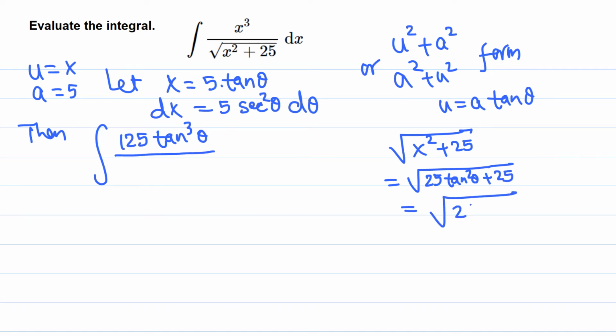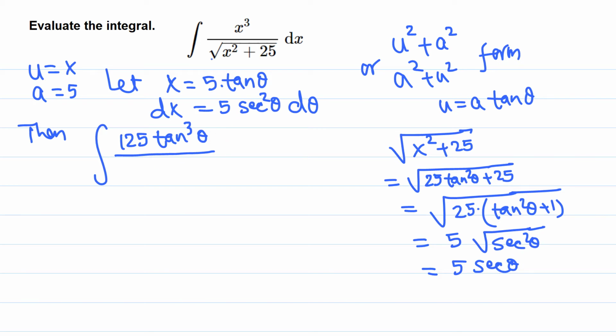Inside the radical sign we can factor 25 out. That leaves tangent squared theta plus 1. Now we can take the square root of 25, which is 5. And inside we have tangent squared theta plus 1. That is secant squared theta. It's a trig identity. We know that 1 plus tangent squared theta is secant squared theta. Now we can cancel. So 5 secant theta. Now this radical sign is gone.